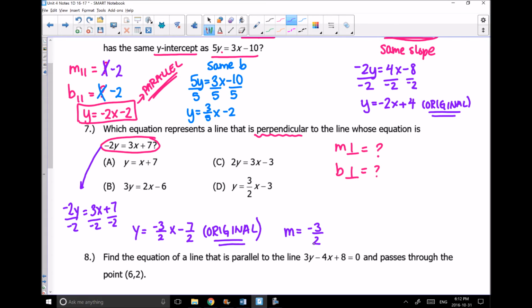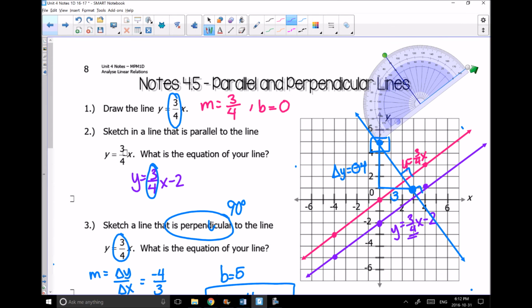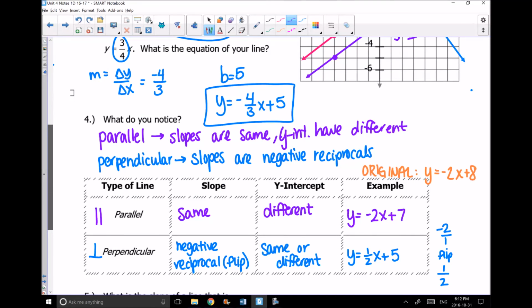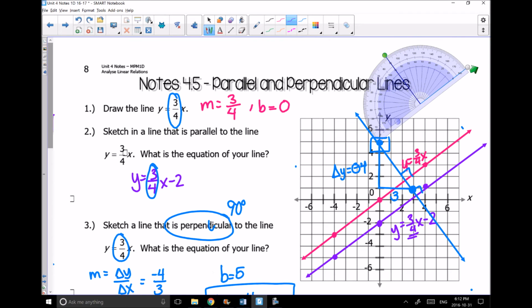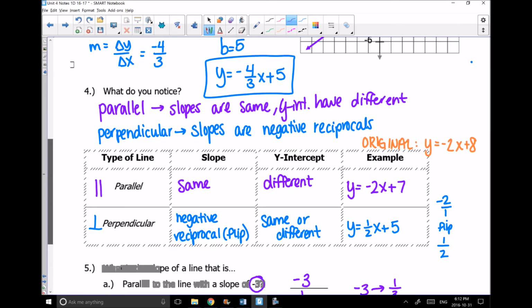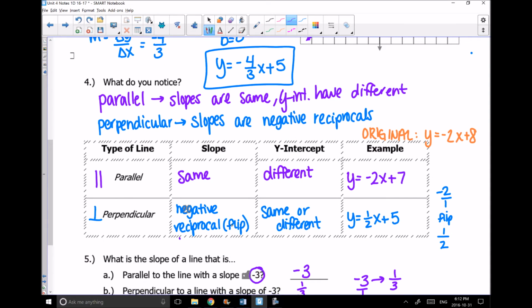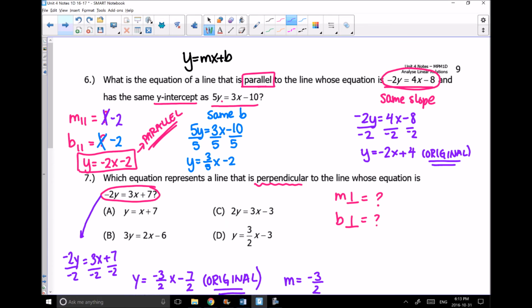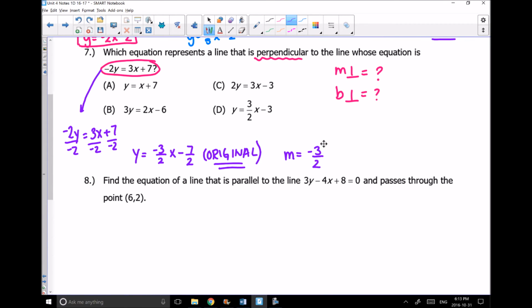Well, what do I know about slopes of my perpendicular lines? We know, we figured out right here, that we have to take the negative reciprocal of our slope. So I'm going to take this slope right here, and I'm going to do the negative reciprocal of it. So I'm going to flip it, and I'm going to change the sign. So now it's no longer unknown. When I flip 3 over 2, I get 2 over 3, and I change the negative into a positive, so I get positive 2 over 3.